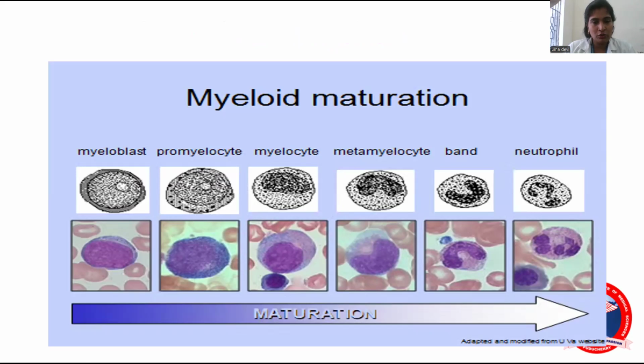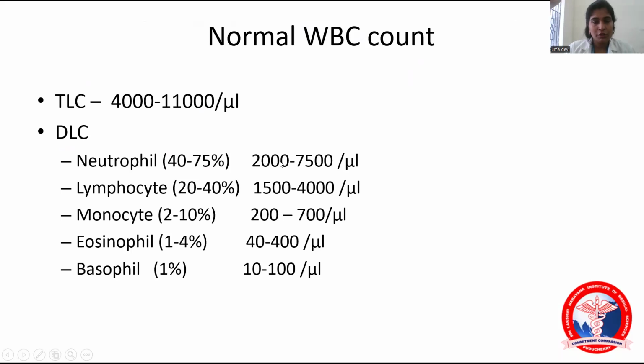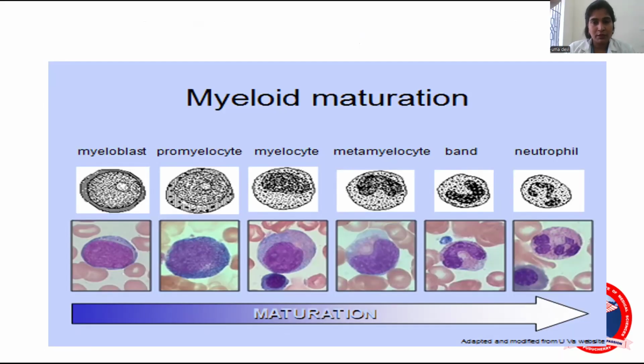When it comes to the myeloid series, in the bone marrow, maturation starts from the myeloblast, then promyelocyte, and then myelocyte, and then it goes to metamyelocyte. Then comes the band form and the neutrophil. So this is how it develops.